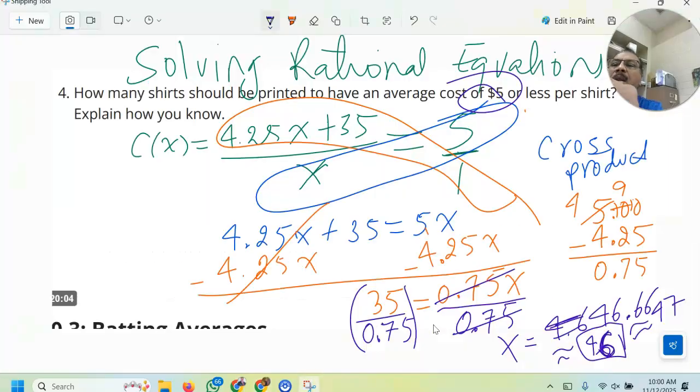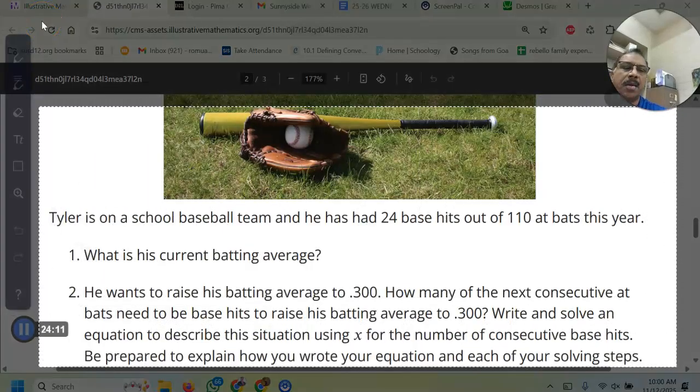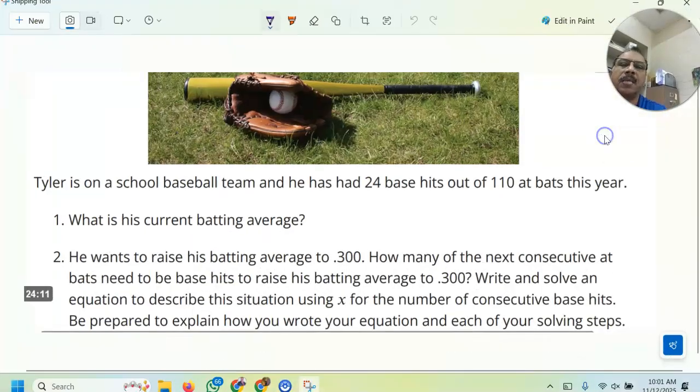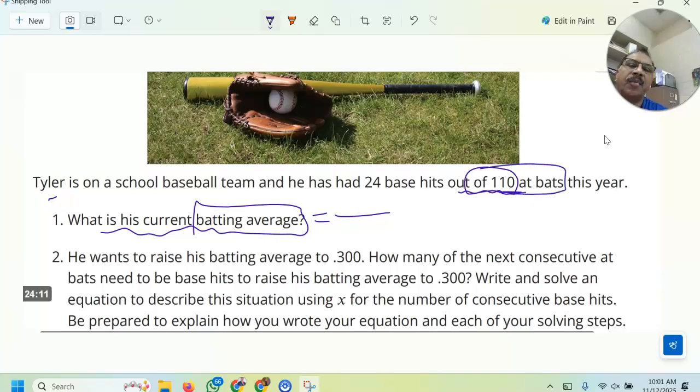Okay, watch this. Let me do it quickly. We're almost there. I don't want to take too much time here. So the first question is very easy: just find the current average. What is the meaning of batting average? It is a ratio. He bats 110 times, of which he gets 24 base hits. So the 24 goes on top. Plug it into your calculator and get the answer. That's the batting average.